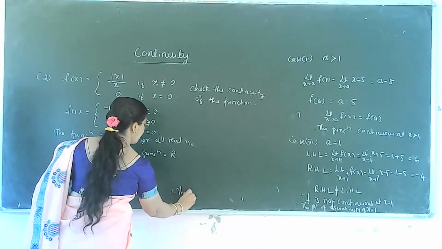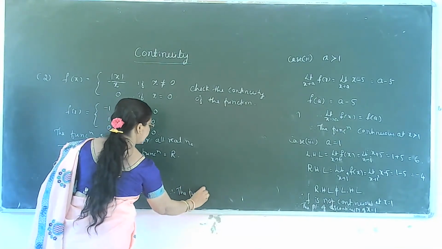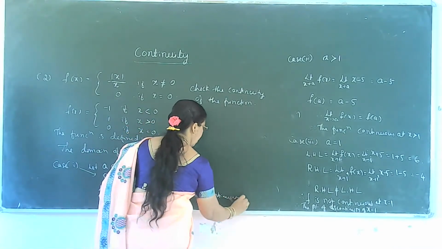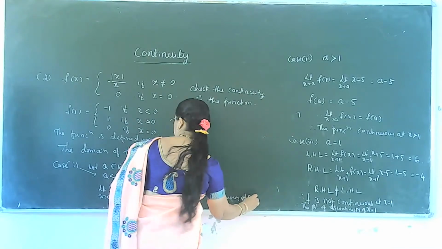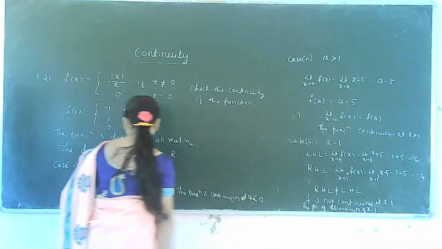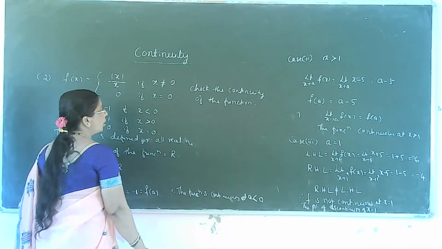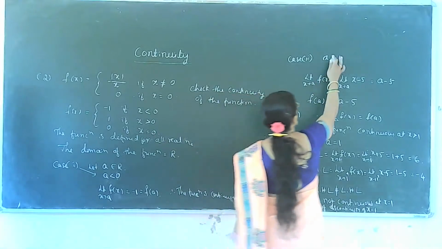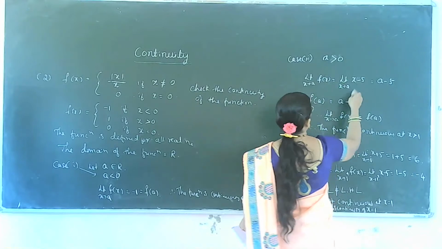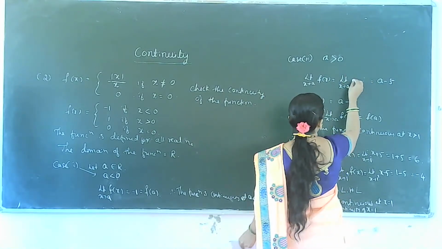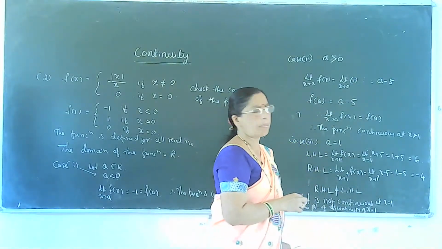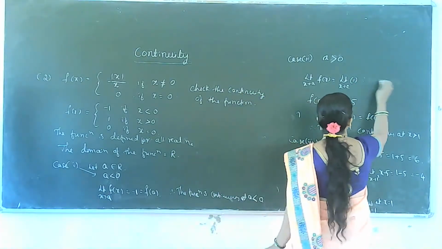Therefore, the function is continuous and a is less than 0. Then case 2, a is greater than 0. You can write here f of x equals plus 1. It's a constant number. Therefore, it is equal to 1.